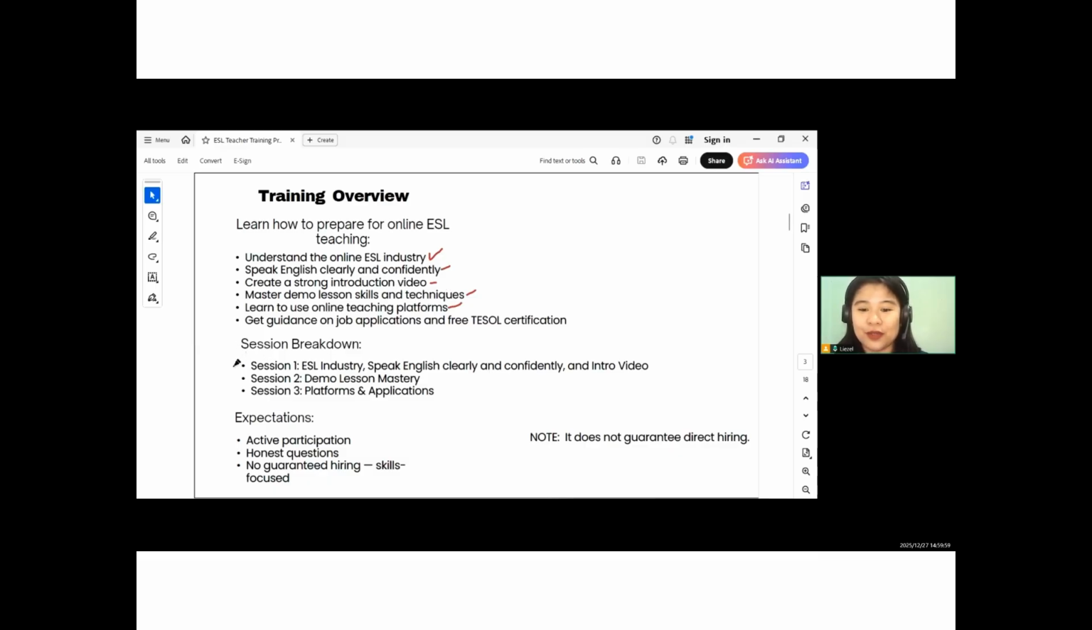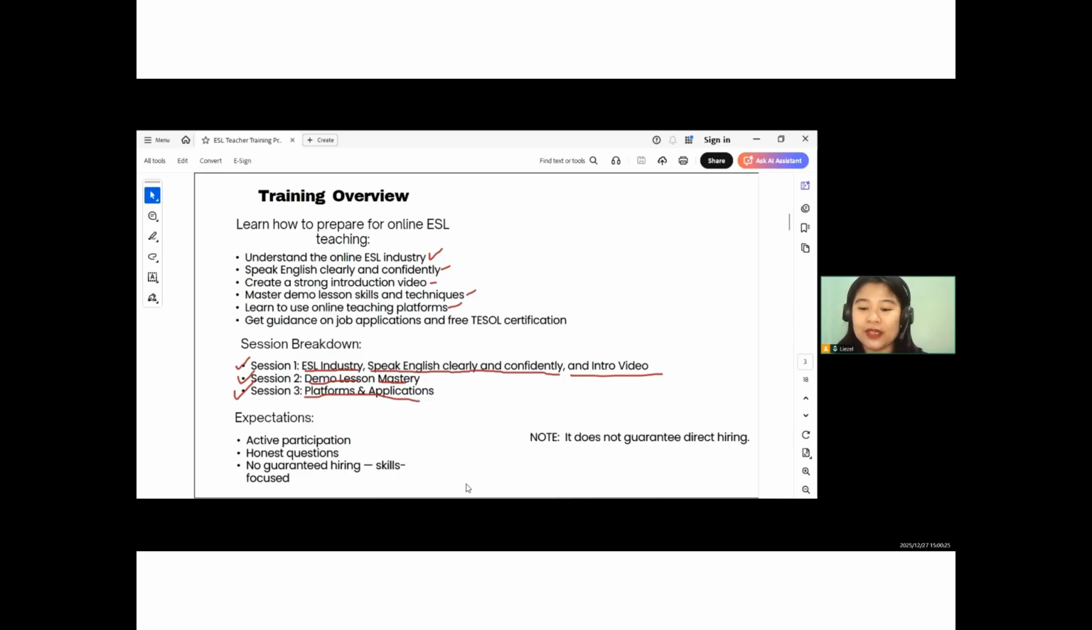So we have the session breakdown. We have 3 sessions. The first session is that we will be learning what the ESL industry is about and how to speak English clearly and confidently, and also how to create an effective introduction video. Our session 2 is about demo lesson mastery, and session 3 is about platforms and applications.